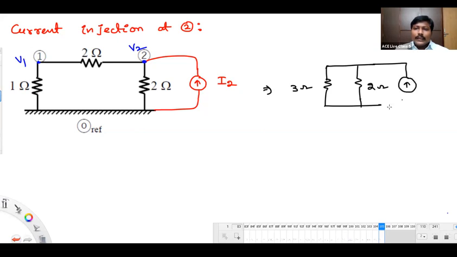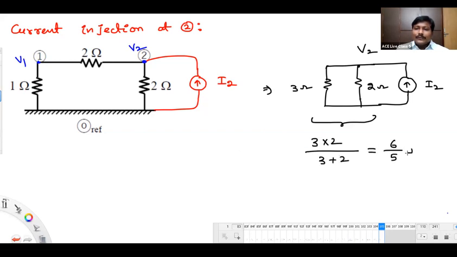So it is the current I2 we are talking about now, and this is the voltage V2, of course. And what's the parallel combination of these two numbers? 3 into 2 by 3 plus 2. So it will be 6 by 5 ohms.